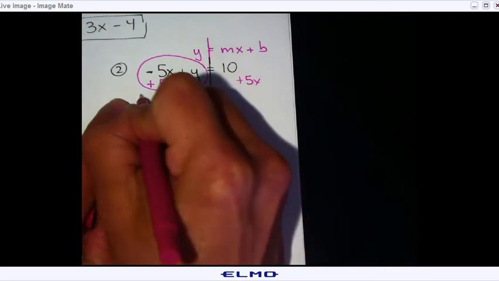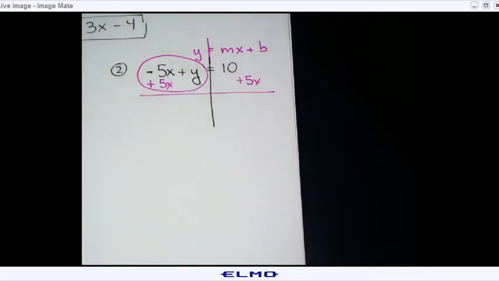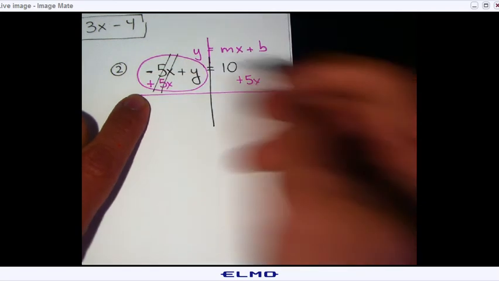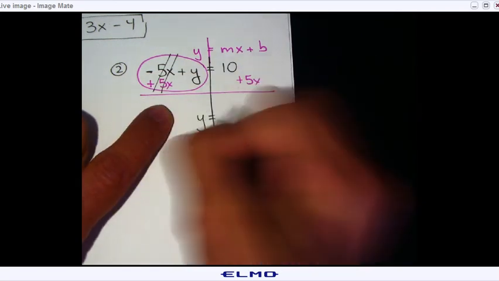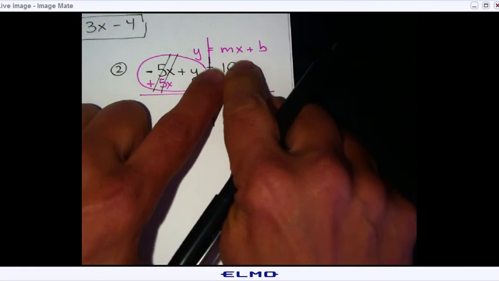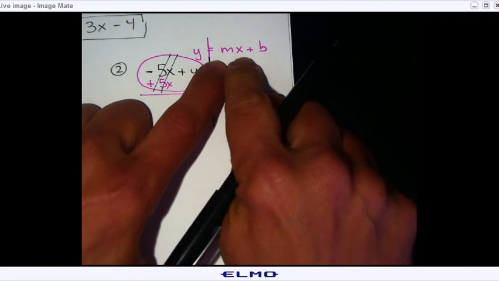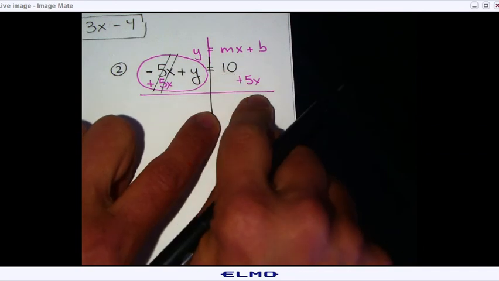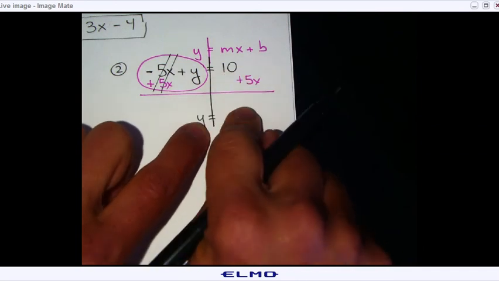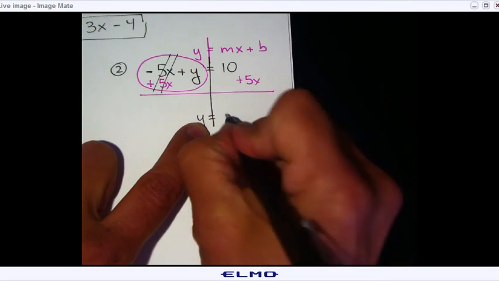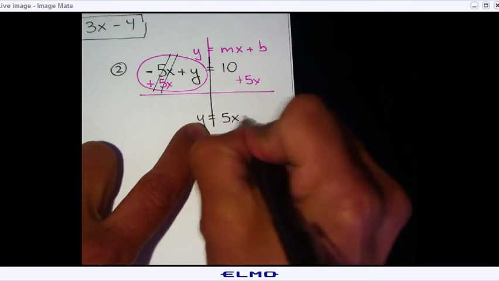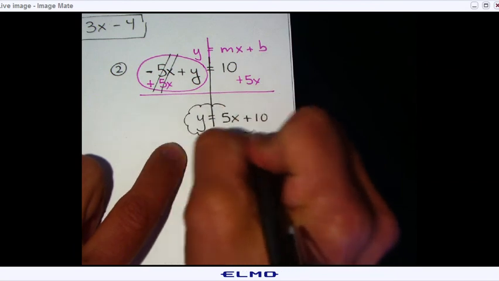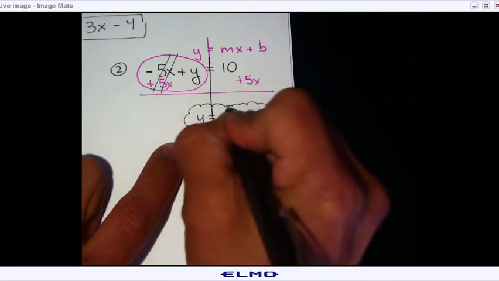So what happens there? This is your 0. And then you have y by itself equals, now remember, you want the mx, the number with the x, first. So which one's that, the 10 or the 5x? Because some kids are going to put 10. No, it's the 5x plus 10. And that's your answer. And then we'll learn how to graph it after.